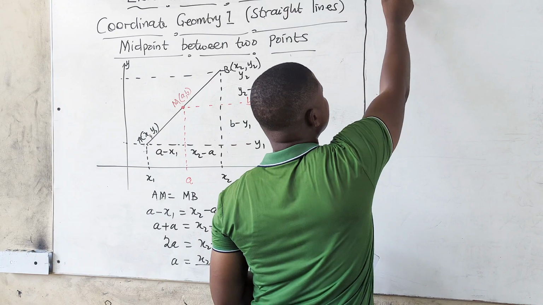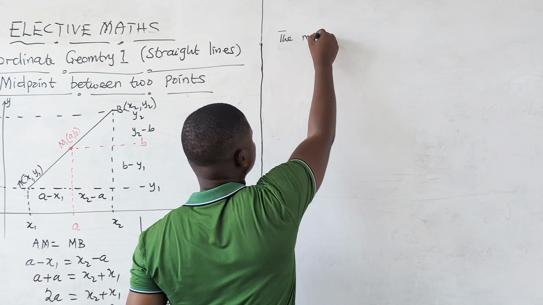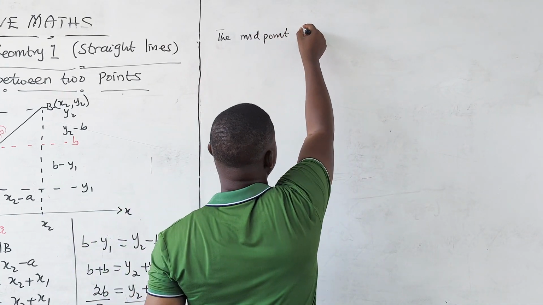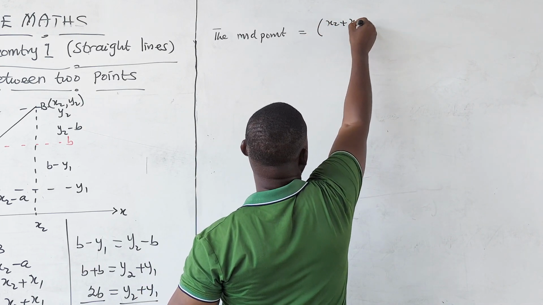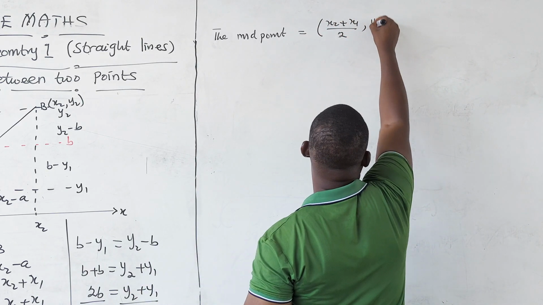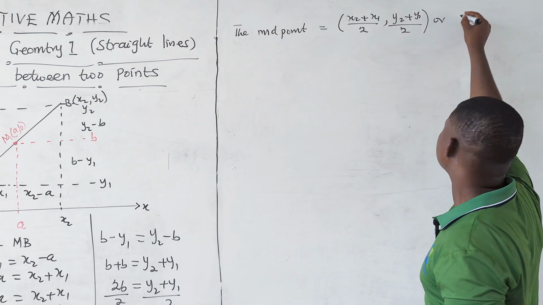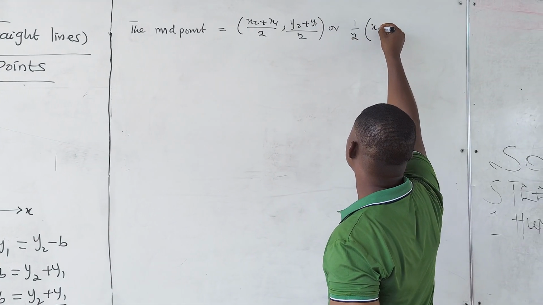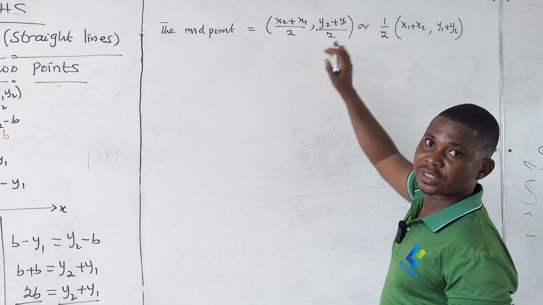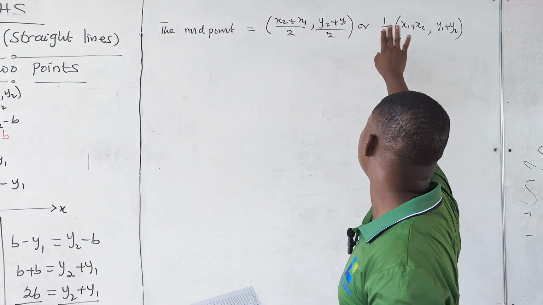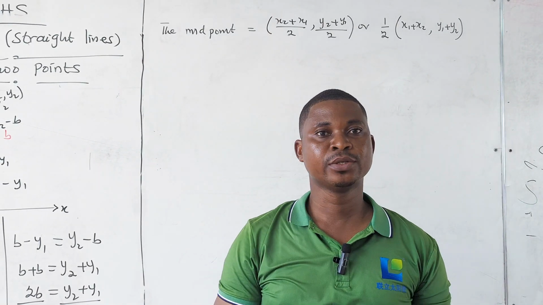So if you want to write the coordinates, the midpoint is equal to (x2 plus x1 all over 2, y2 plus y1 all over 2). Or you can have it as half into bracket (x1 plus x2, y1 plus y2), because addition is commutative. So however you turn it, you get the same thing. And this is the formula for finding the midpoint between 2 points.